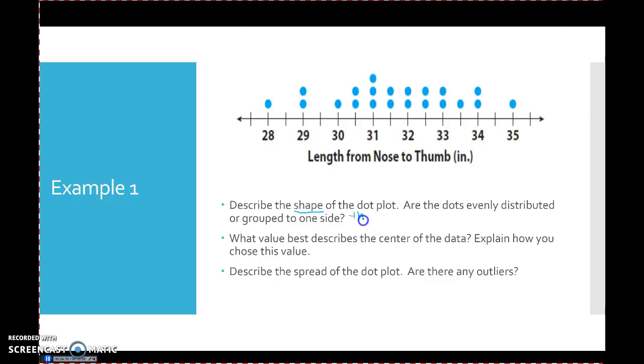So the dots are fairly evenly distributed with most in the middle, right? Yes.